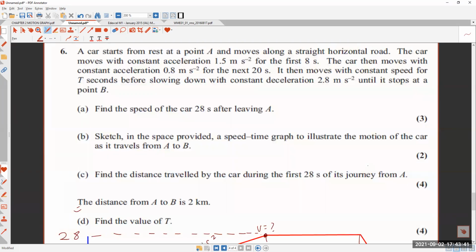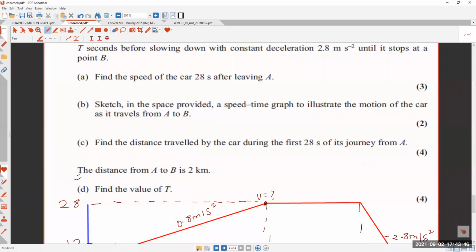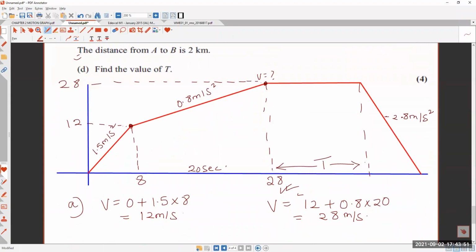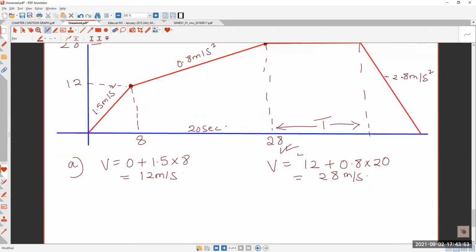Next, B part, 5 marks. Find the distance traveled by the car during the first 28 seconds of the journey. Here I will use the trapezium rule. First part is half base into height, because area under the graph is the distance traveled. Half base is 8, height is 12. So 4 times 12 is 48 meters.